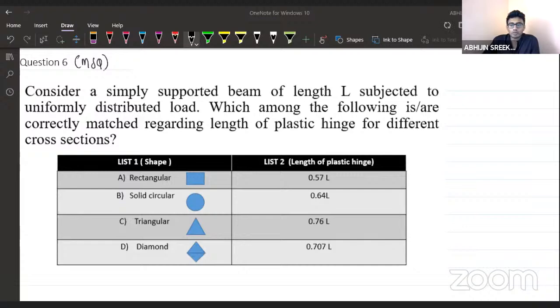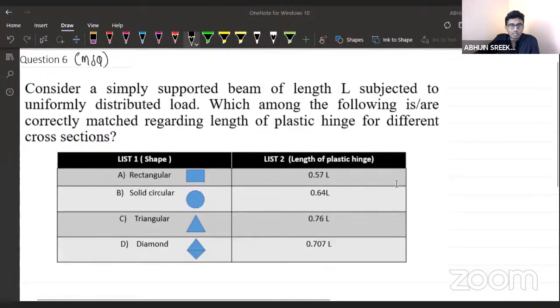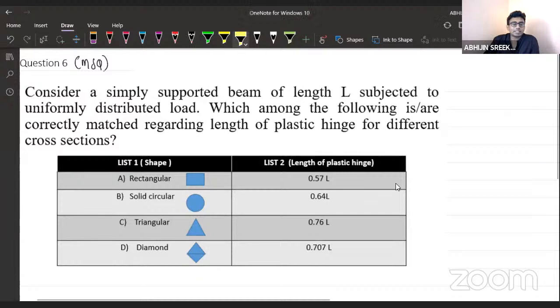So first of all, I need to tell you what this plastic hinge or length of the plastic hinge is. Consider a simply supported beam. Length of the beam is given as L. It is subjected to a uniformly distributed load. Which among the following is or are correctly matched regarding the length of the plastic hinge for different cross sections? We are given different cross sections: rectangular, solid circular, triangular, diamond, and we are asked to calculate the length of the plastic hinge.